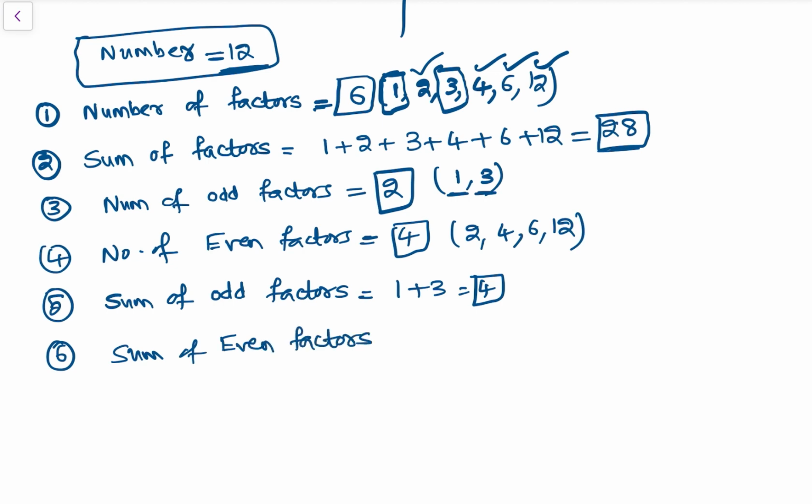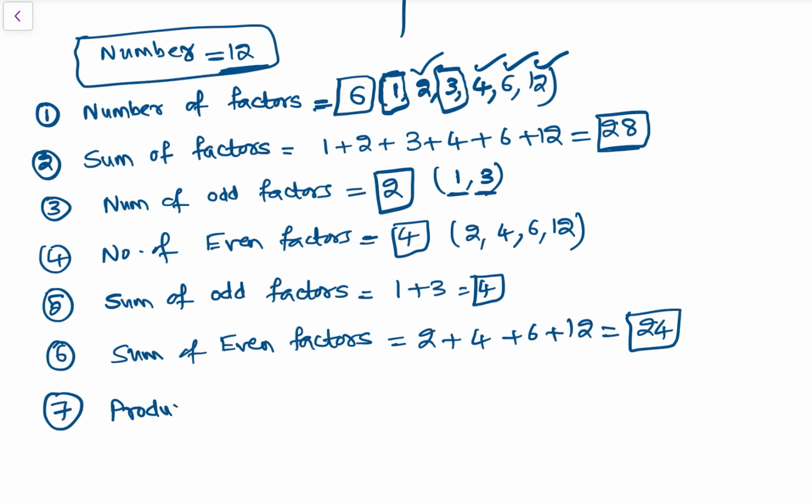Sum of even factors. So even factors are what? 2 plus 4 plus 6 plus 12. That is the sum of even factors. That is 24. 24 is the sum of even factors. Then seventh is product of factors. So product of factors is 1 into 2 into 3 into 4 into 6 into 12.